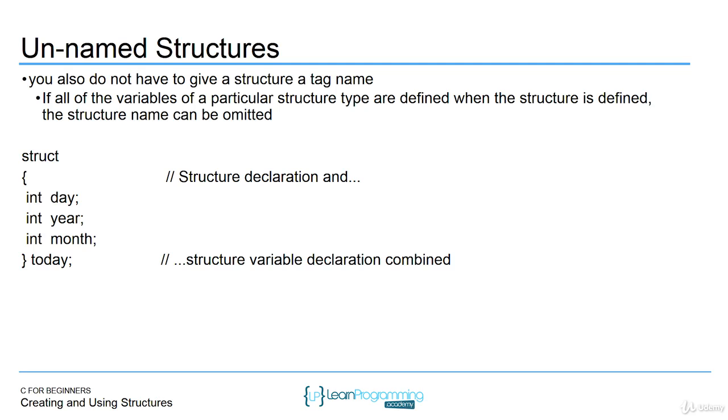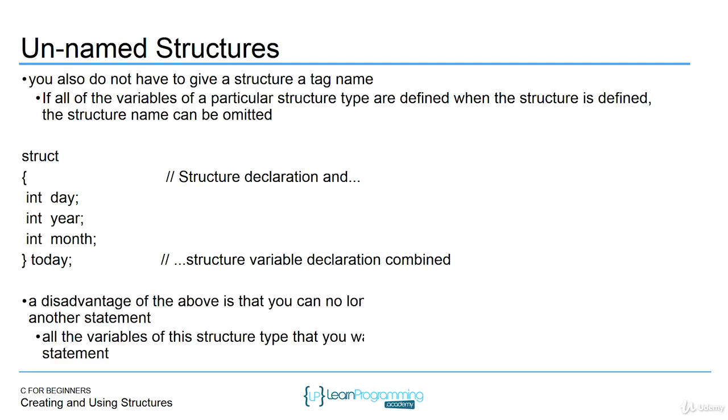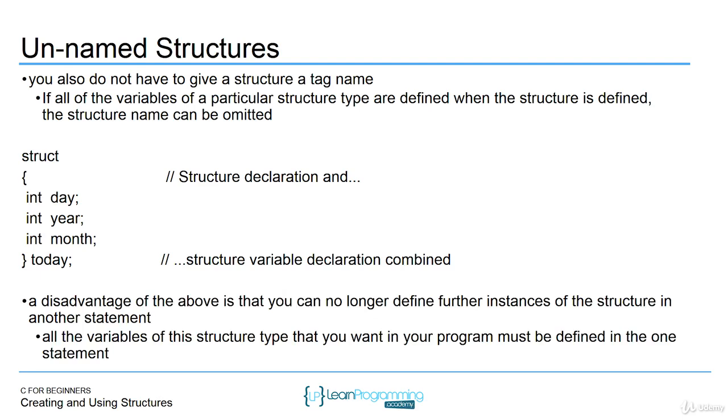and then declare the variable in the same thing, but you'll notice there's no tag name there after the struct keyword. This is just one struct we're going to use one time, so we create the variable today, and then we're never going to use it again. And that's really the disadvantage of it and the limitation. You really never want to do this unless you have some kind of local struct that you use once. But you can't define further instances of this if you define the structure this way, as a no-name structure, an unnamed structure. All the variables of this structure type that you want in your program must be defined in the one statement.